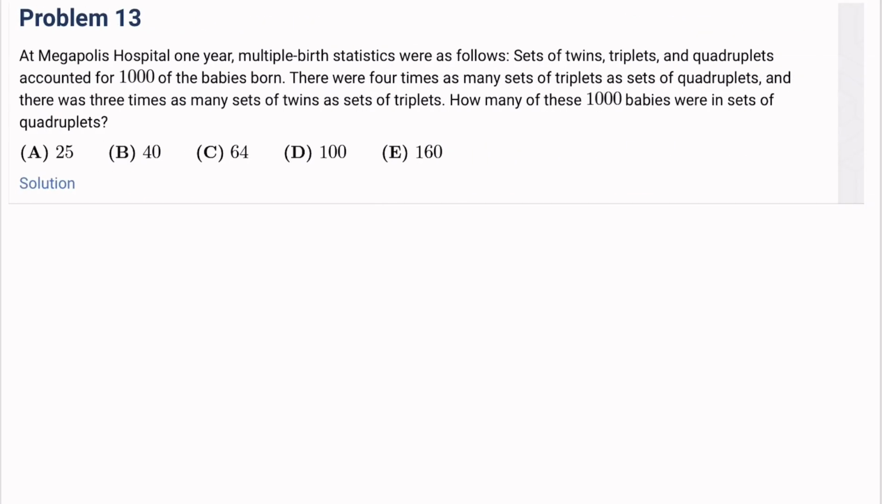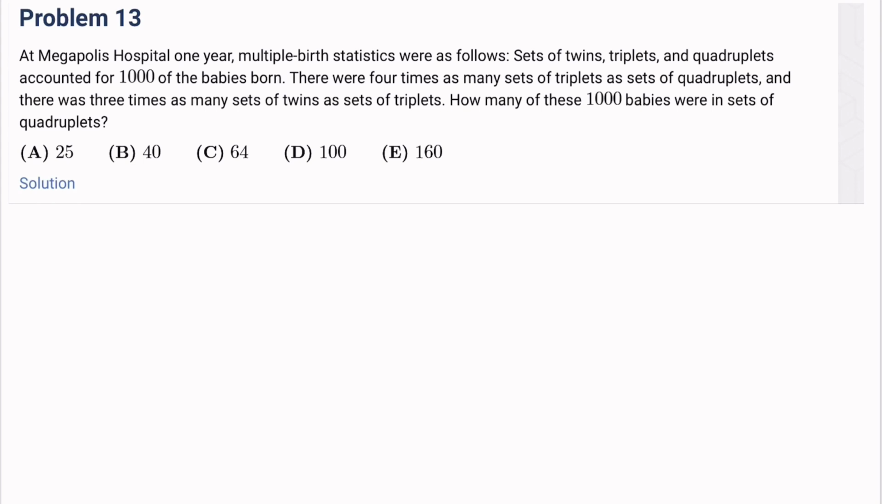Number 13. At Megapolis Hospital one year, multiple birth statistics were as follows. Sets of twins, triplets, and quadruplets accounted for 1,000 of the babies born. There were 4 times as many sets of triplets as sets of quadruplets, and there were 3 times as many sets of twins as sets of triplets. How many of these 1,000 babies were in sets of quadruplets?